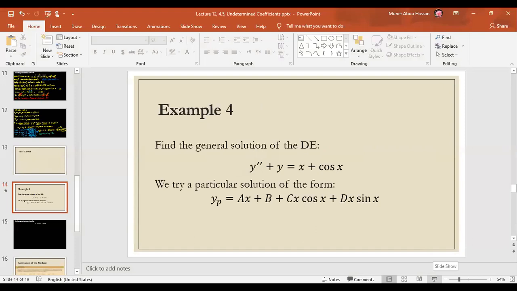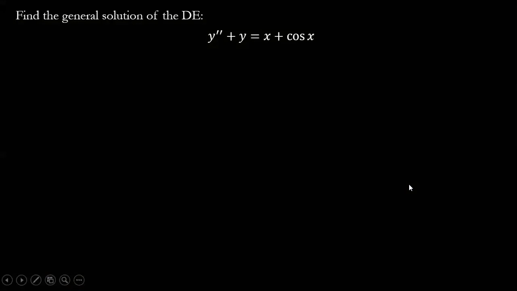Any question before we go to problem number 4? So let us try to do number 4 together. Yes, so let me start here. Number 4, here the solution. First step is to solve the homogeneous: y double prime plus y equals 0.